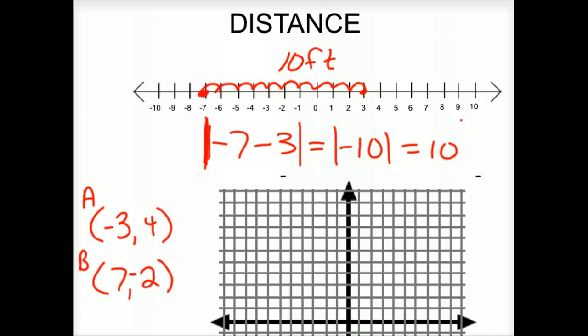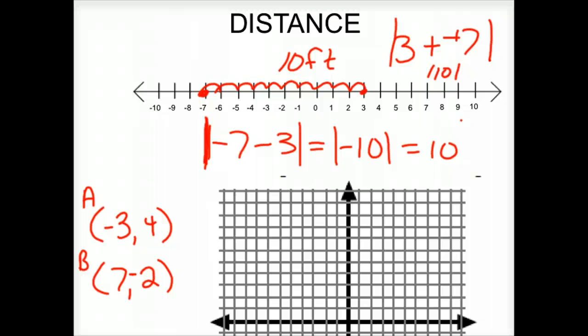And it doesn't matter what order you subtract it. You could have also subtracted it 3 minus a -7 and took the absolute value. When you do that, you got plus a positive, so it's again 10, and the absolute value of 10 is 10. So the distance between those 2 points on that number line is 10.